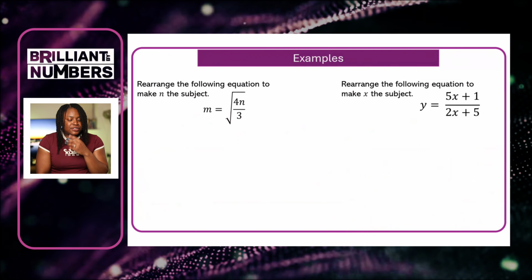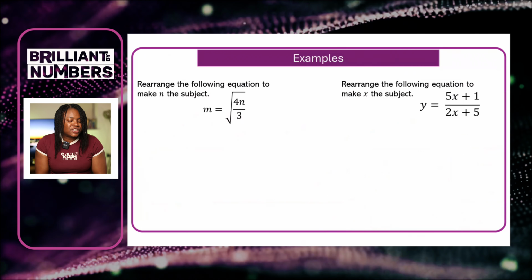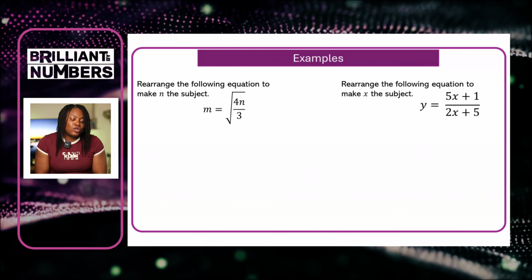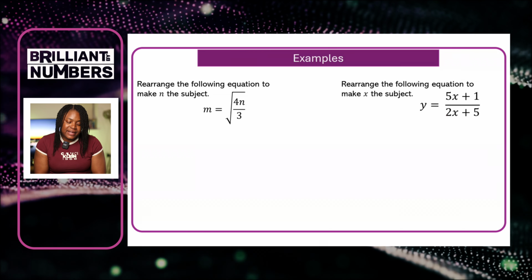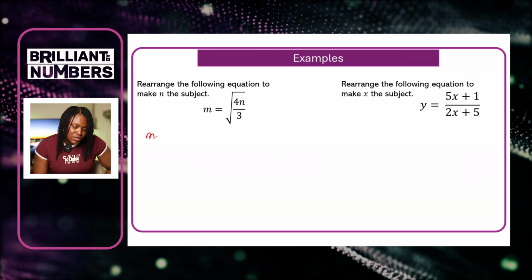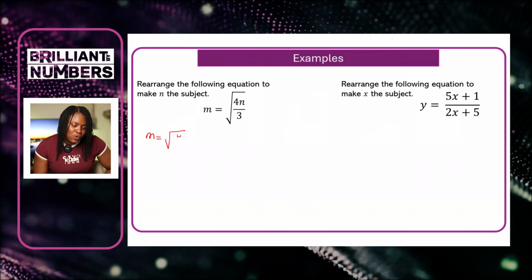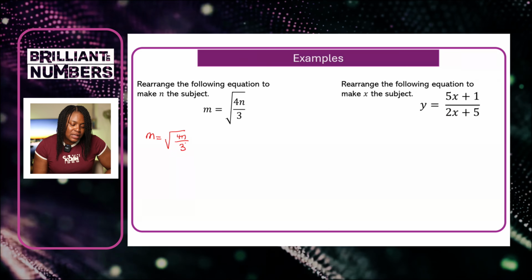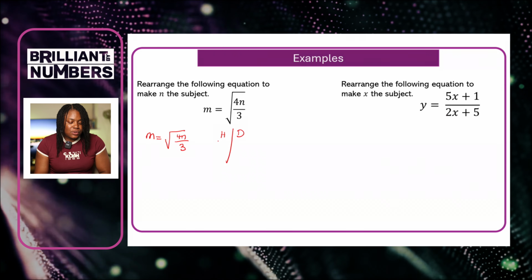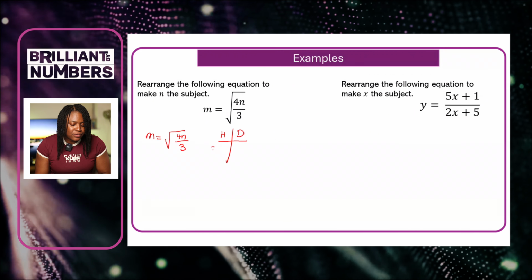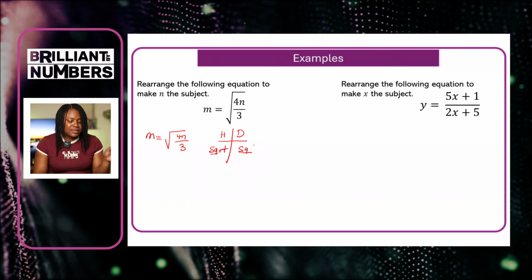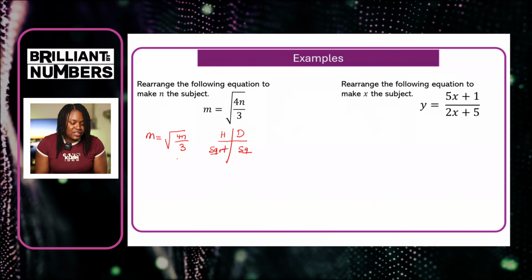So the first one asks us to rearrange the following equation to make n the subject. So we've got m equals the square root of 4n divided by 3. Again, rewriting the question, m is equal to root 4n thirds. And we're going to write what we need to do. In the question, we have a square root, so we're going to need to square. Let's do that first, and then we write the other operations.